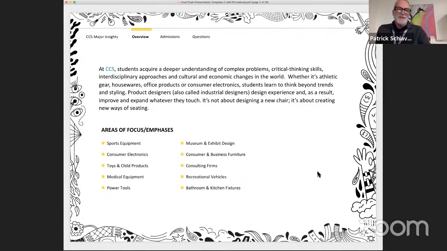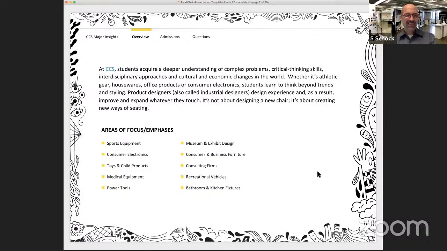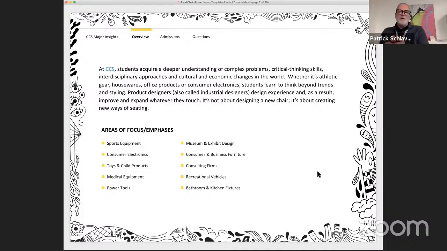And you can see under here these areas of focus, so it's like between sports equipment and toys, metal equipment, bathroom fixtures. I did appliances. John has done a lot of chairs. And Steve, you've done a lot of all of these, haven't you? Yes. Right? So it's not just a narrow focus. It can be a very wide open focus.